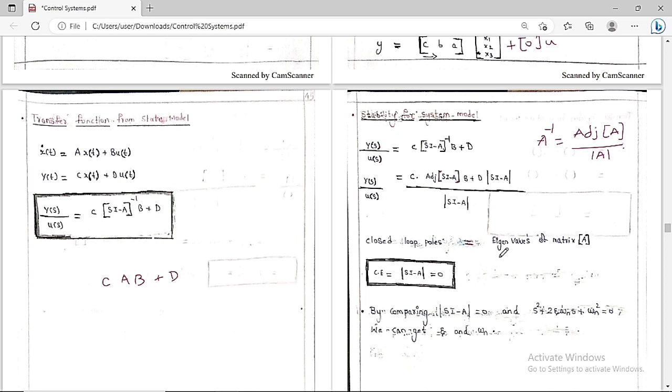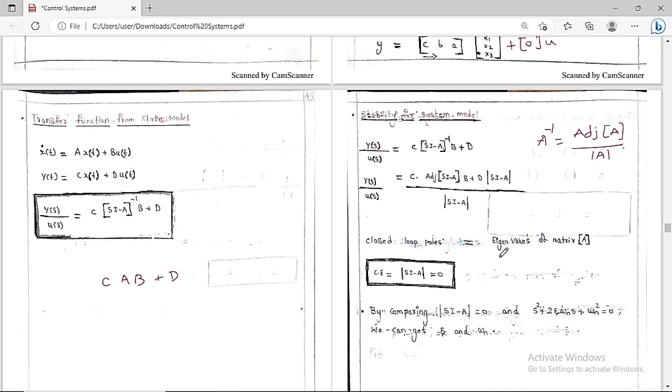Now, by seeing the characteristic equation roots, we can tell whether a given system is stable or not. If all the roots lie in the left half of the s-plane, then the system is said to be stable. Otherwise, it is said to be unstable. I have already told you this. If all the poles lie in the left half of the s-plane, irrespective of whether they are repeating or non-repeating, the system is always stable.